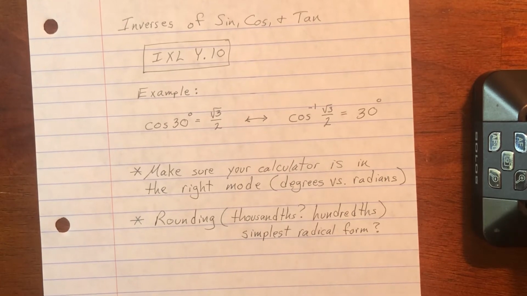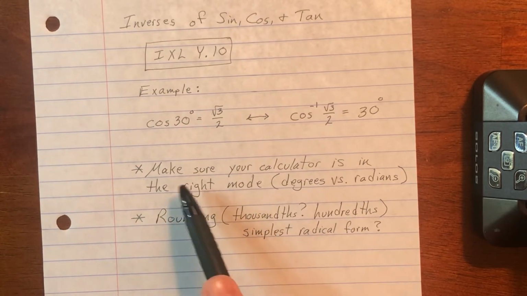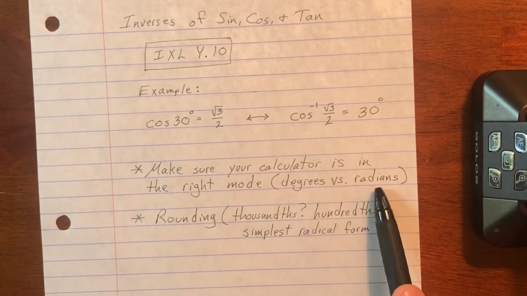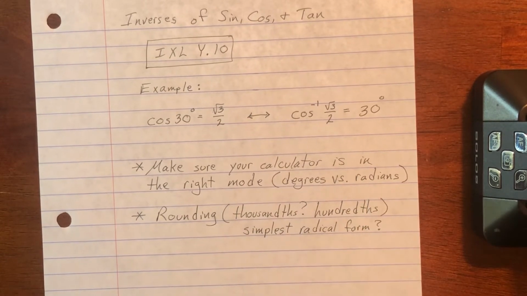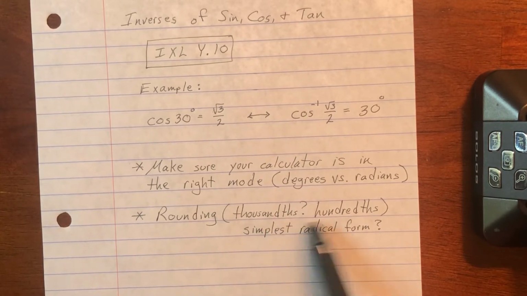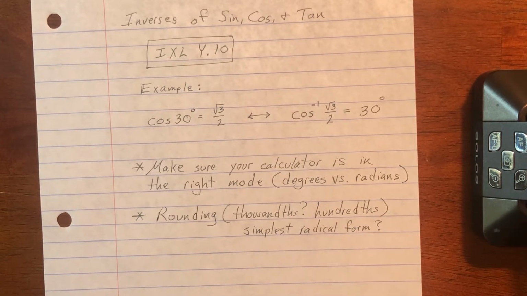Two things to be careful of when you're doing this IXL, and that is to make sure that your calculator is in the right mode, degrees versus radians. So look at what they're doing, because they'll switch between degrees and radians, and if you're in the wrong mode, obviously you're going to get the wrong answer. The other thing to be careful of is sometimes they ask you to round to the nearest thousandth, sometimes they ask you to round to the nearest hundredth, sometimes they want the answer in simple radical form. Just make sure you look at the directions before you get started, okay?